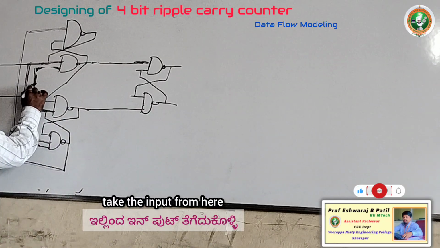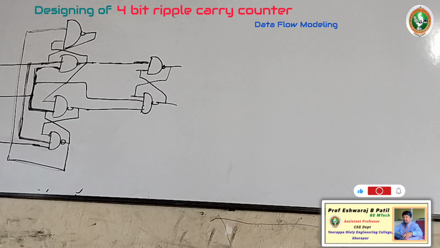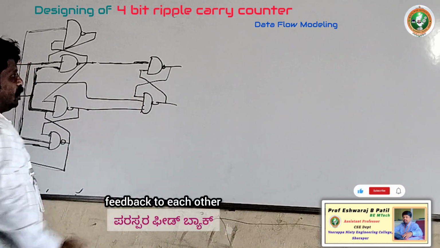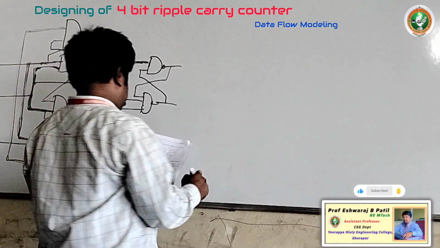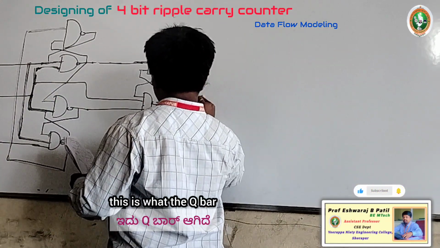Then take the input from there, as given to the second NAND gate, and also we give the feedback here, feedback to each other. This is the Q, this is the Q bar.